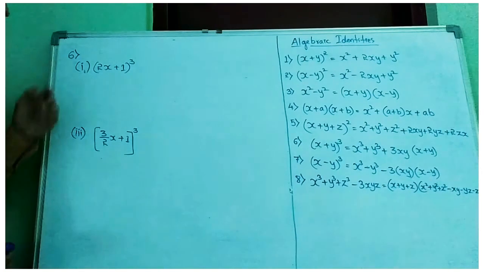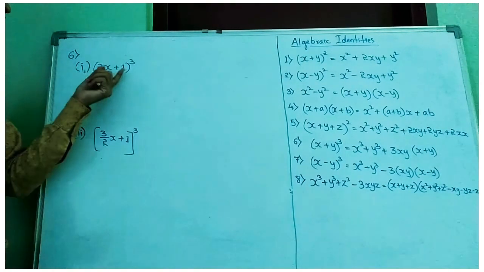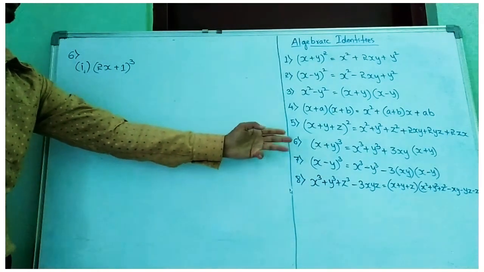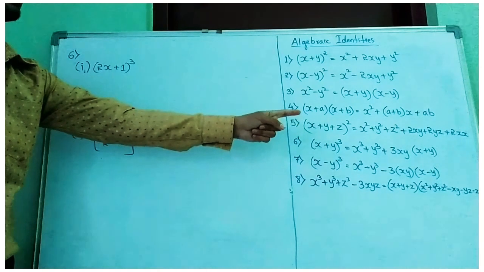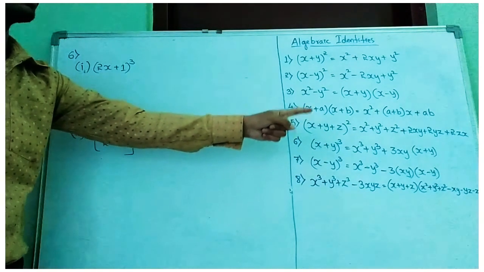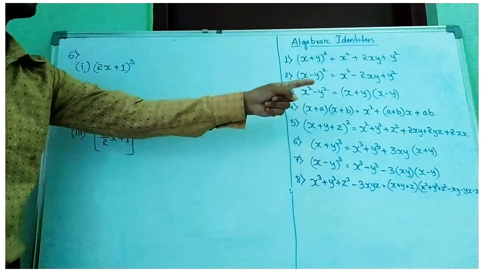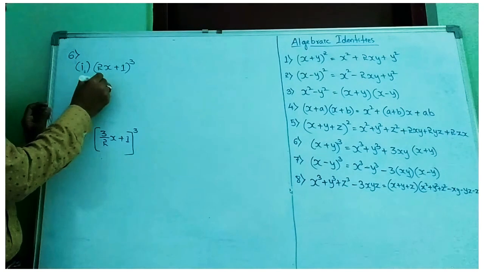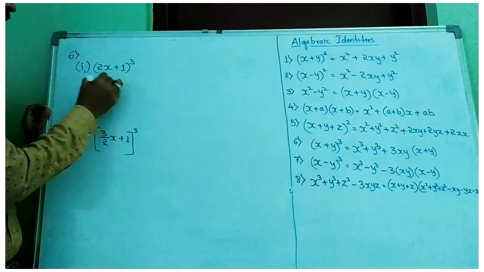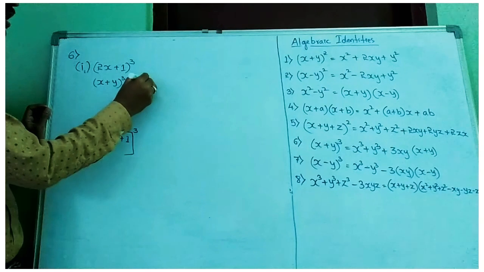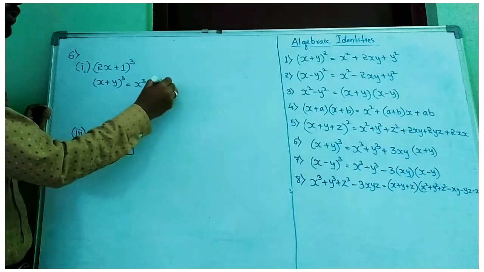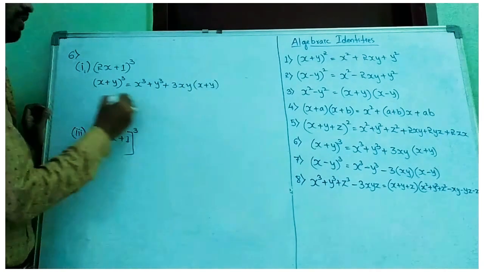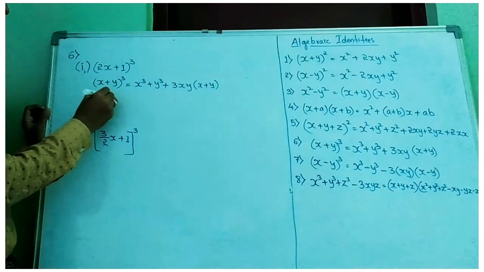Now in the sixth question they gave 2x plus 1 whole cube. Where will we get it? See here, the sixth identity, what does it give? X plus y whole cube gives us x cube plus y cube plus 3xy into x plus y. Using that identity we have to solve here. What is that identity? Write that: x plus y whole cube equals x cube plus y cube plus 3xy into x plus y.